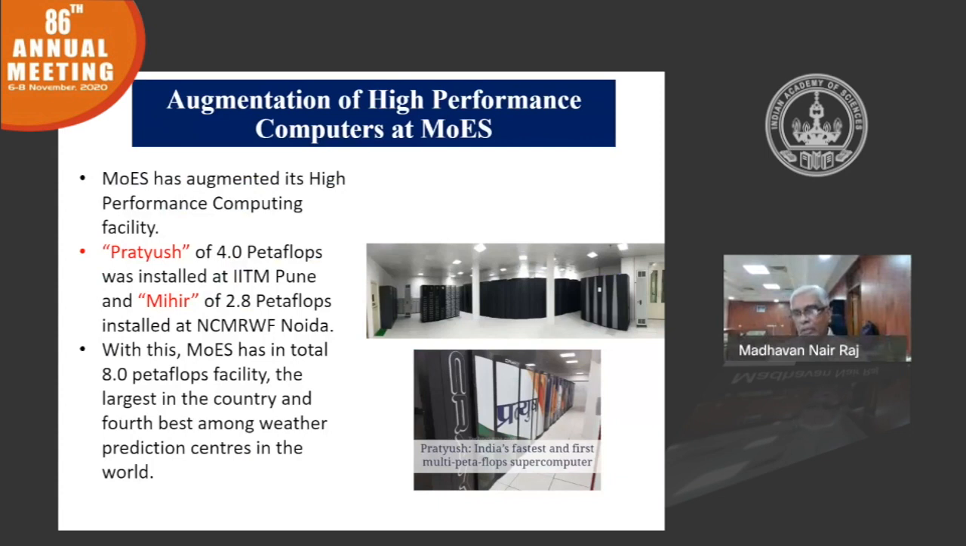After USA, UK, and Japan, we are the 4th best computing facility. I'm talking about only weather prediction centers. And of course, people are buying more and more depending upon how much money they have. We also have a plan of upgrading this 10 into 40 petaflops by 2021.